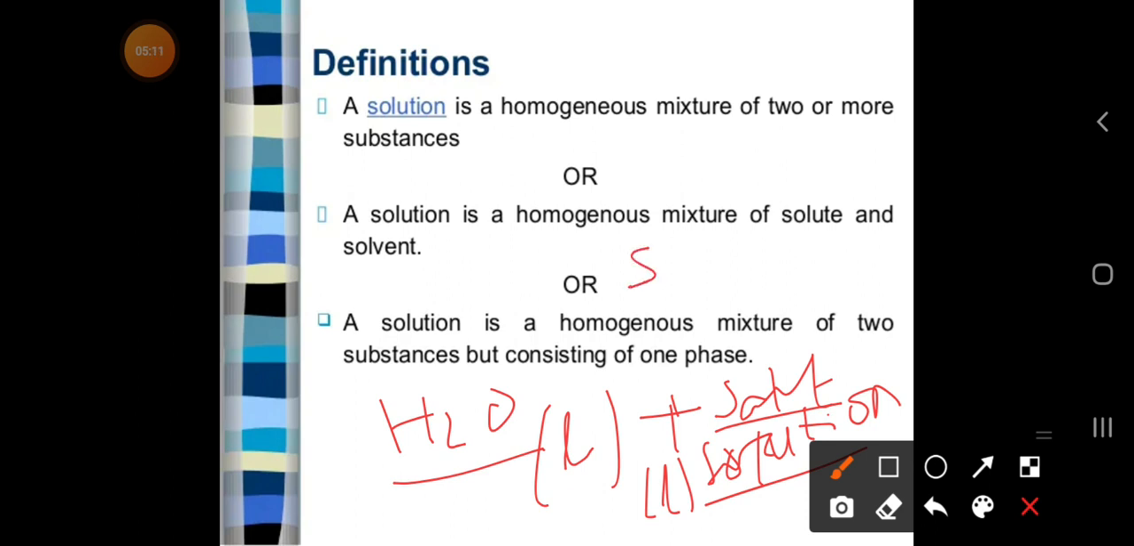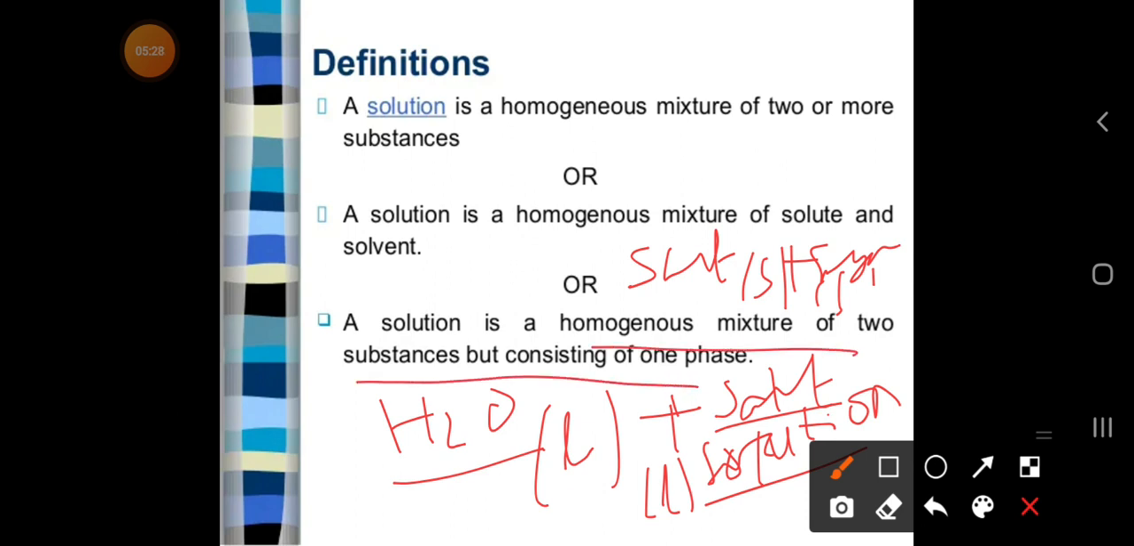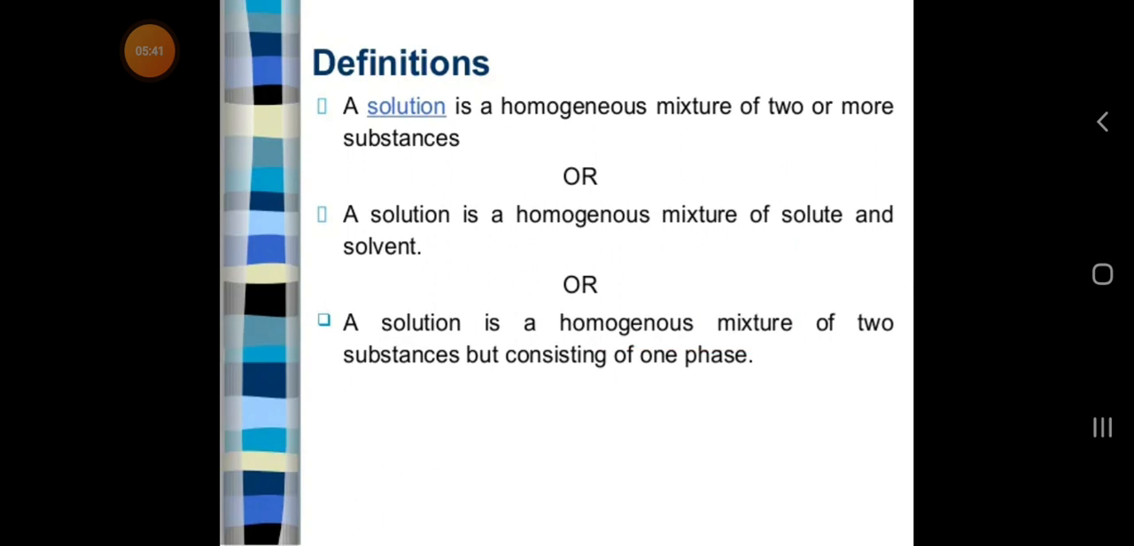If you take salt, it is a solid, plus sugar is a solid. This is a solid, this is a solid. So these two are in one phase. So the solution is a homogeneous mixture of two substances consisting of one phase. Whatever substances we are taking, here the salt and also sugar, both are solids, so it contains one phase only. That is nothing but a homogeneous mixture. So any of these three, we can write as the definition.